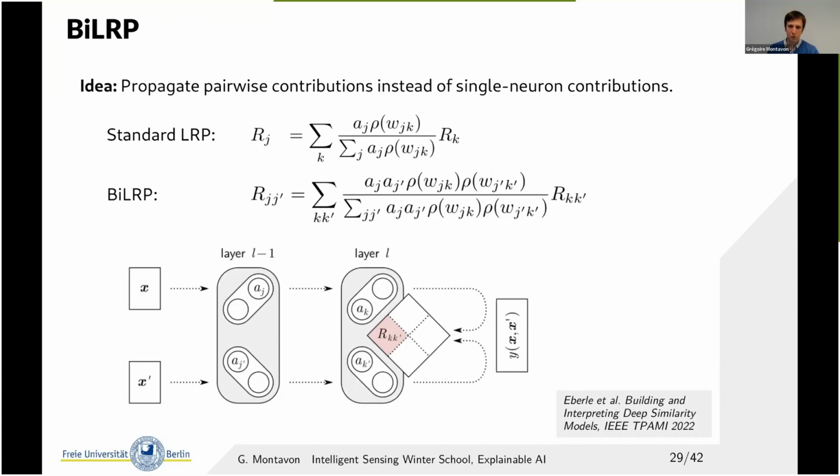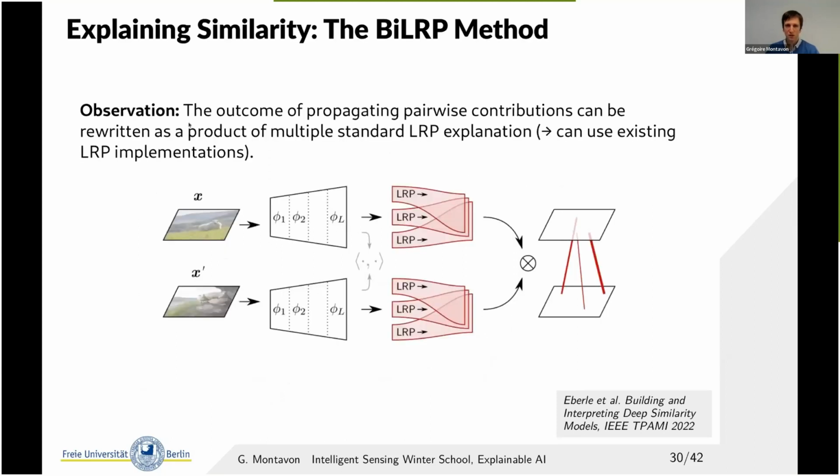Okay, so this approach looks rather intuitive, but it has the problem that you have to do this very large double sum, and if you have many activations, it is not very convenient. But what we could find is that this pairwise contribution can be rewritten as a product of many standard LRP explanations. You just take the features just before your dot product, which is computing your similarity, and on top of every element of the dot product, you compute LRP explanations. So you get for every image a collection of LRP explanations.